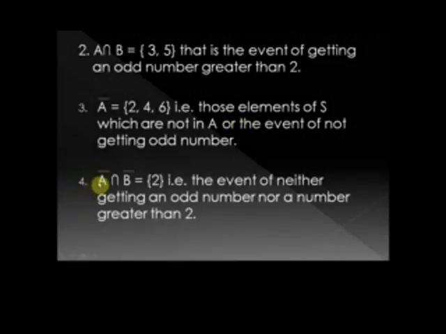The fourth is A complement intersection B complement. Now this would be equal to 2. That is the event of neither getting an odd number nor a number greater than 2. So thus A complement intersection B complement is equal to the single element 2. So this was an example to understand the algebra of events.